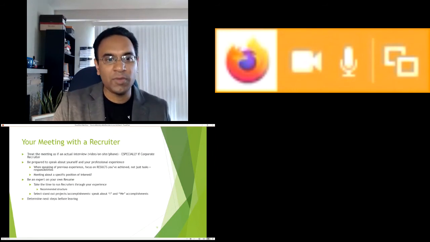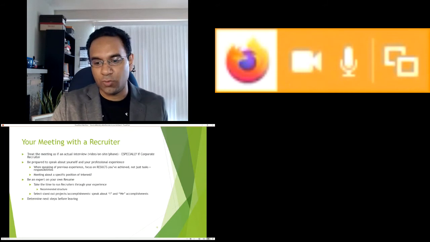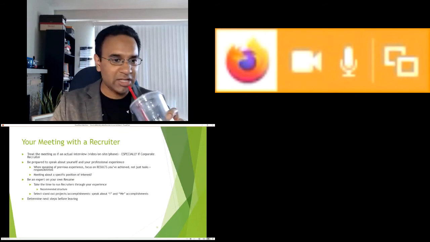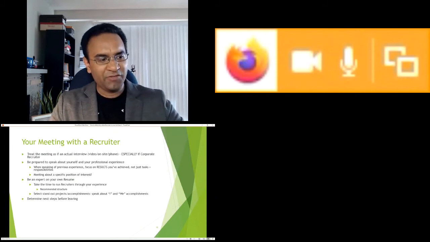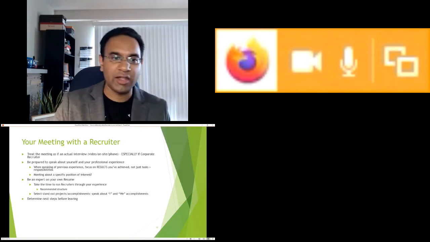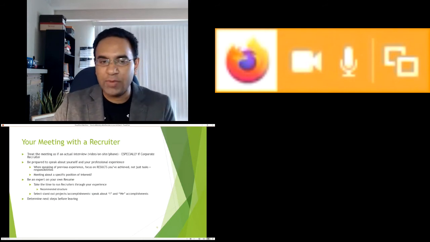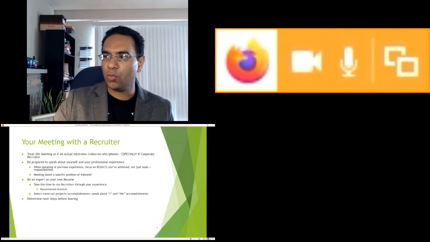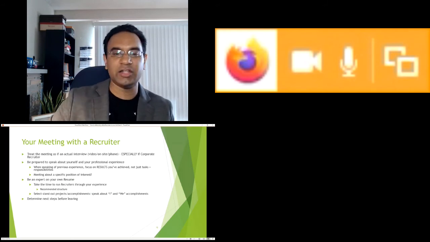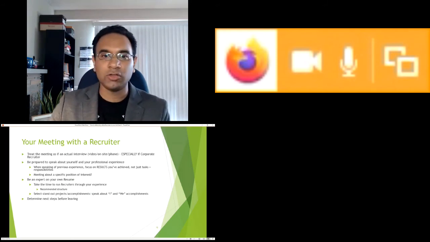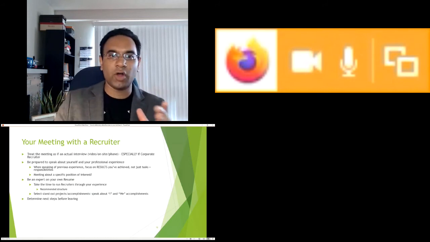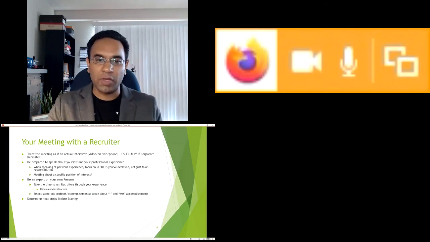And then finally, determine the next steps before leaving, right? After your meeting with the recruiter, you want to determine what the next steps are. If it's regarding a specific position, you want to find out what the next steps are. Will they be presenting you for the position? What are the next expected steps? Is it going to be an initial phone interview? Is there going to be a technical test? How many steps are in the interview process? You need to find this out and you need to determine what the next follow-up steps are as well, right?